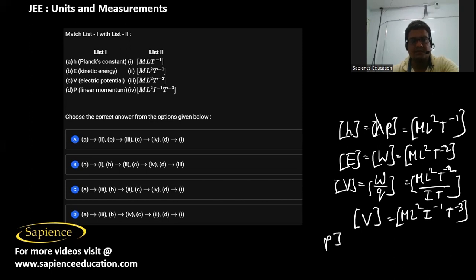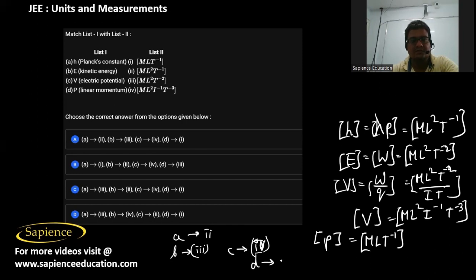And then the dimensional formula for linear momentum, that is mass into velocity. So it is mlt power minus 1. So it means that A will match with 2, B will match with 3, C will match with 4, and D will match with 1. So 2341. So option A is the correct answer.